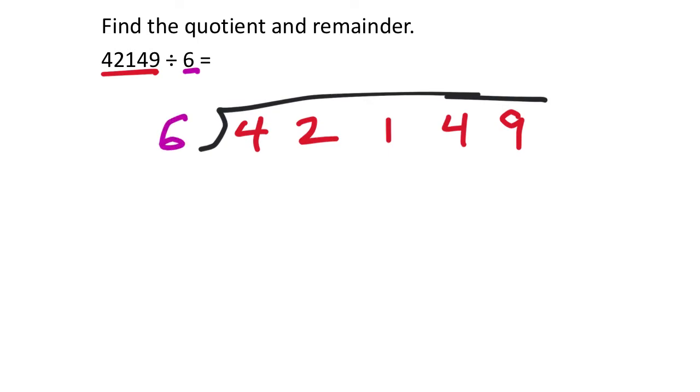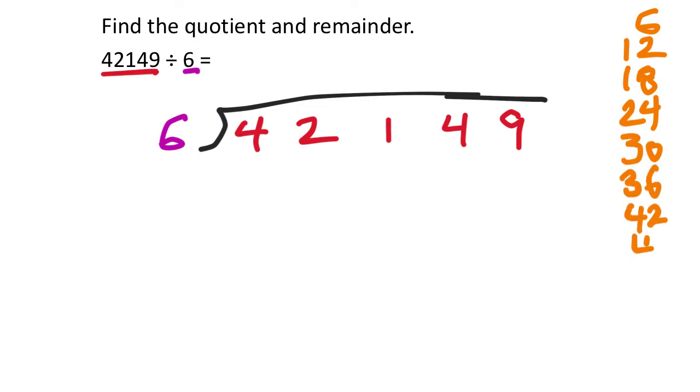So let's go ahead and list our multiples of 6 over here. 6, try to write that a little better. 6, 12, 18, 24, 30, 36, 42, 48, 54. There are our first 9 multiples of 6.